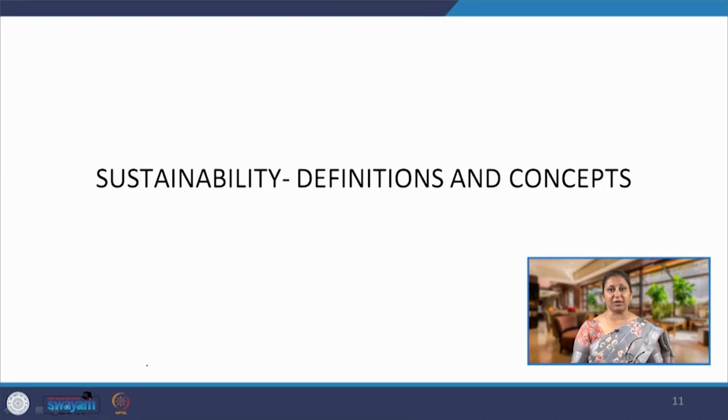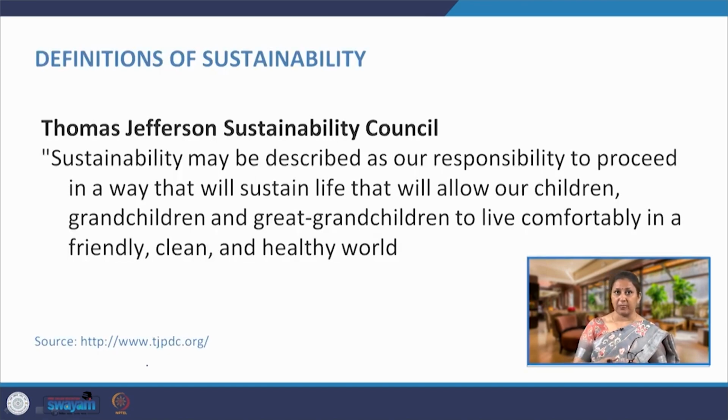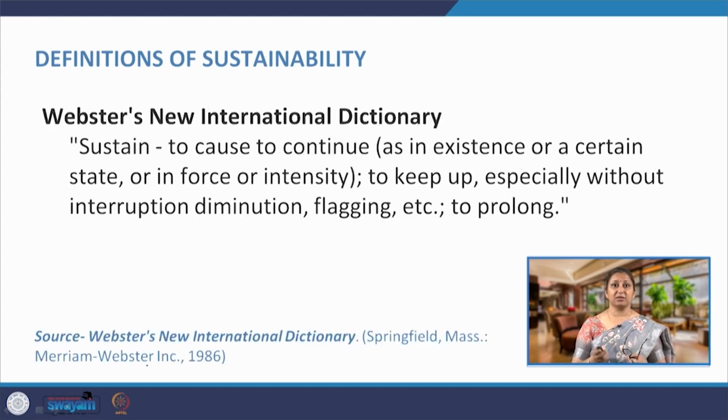Very quickly we will look at some definitions and concepts. A couple of definitions: one is given by the Thomas Jefferson Sustainability Council, which says that sustainability may be described as our responsibility to proceed in a way that will sustain life, that will allow our children, grandchildren and great grandchildren to live comfortably in a friendly, clean and healthy world. I will come to another definition.